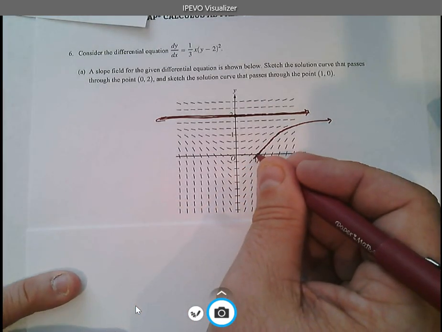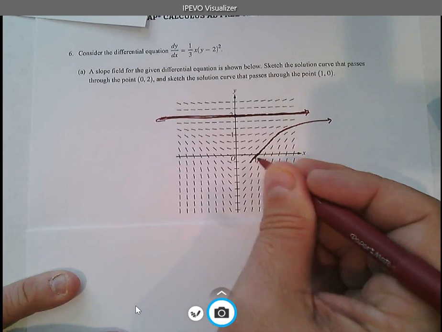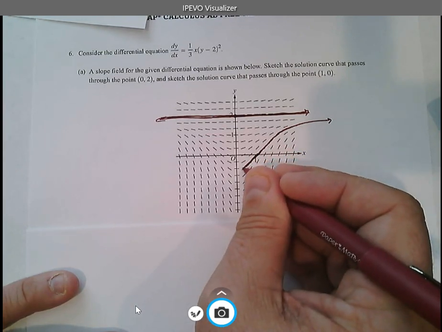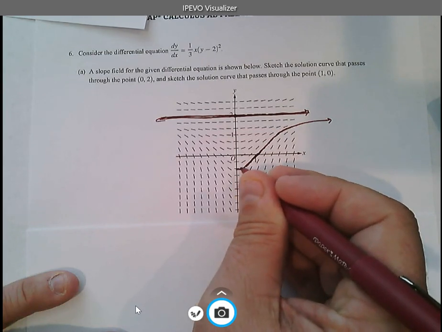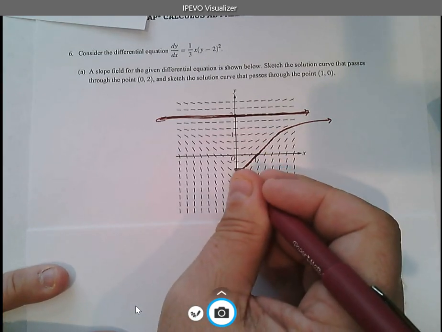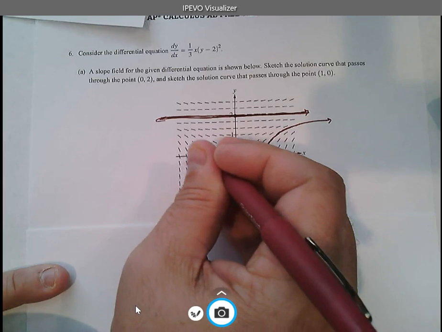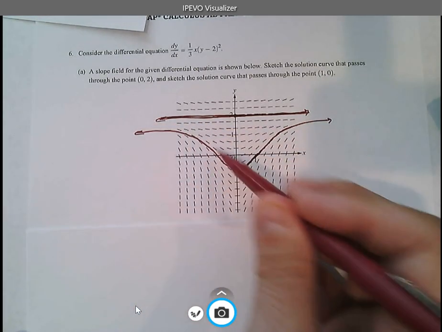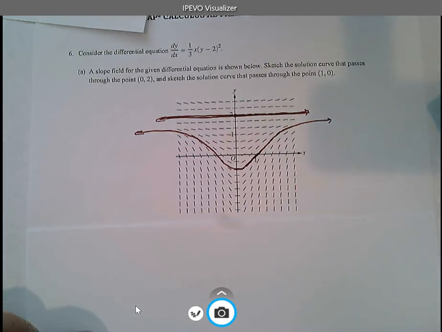As I move to the left, I'm following the tangent lines. I'm decreasing because now I'm moving to the left. I'm decreasing, eventually I'm horizontal. Then I start to increase and increase and increase and increase. All I'm going to do is follow those tangent lines. And that's it.